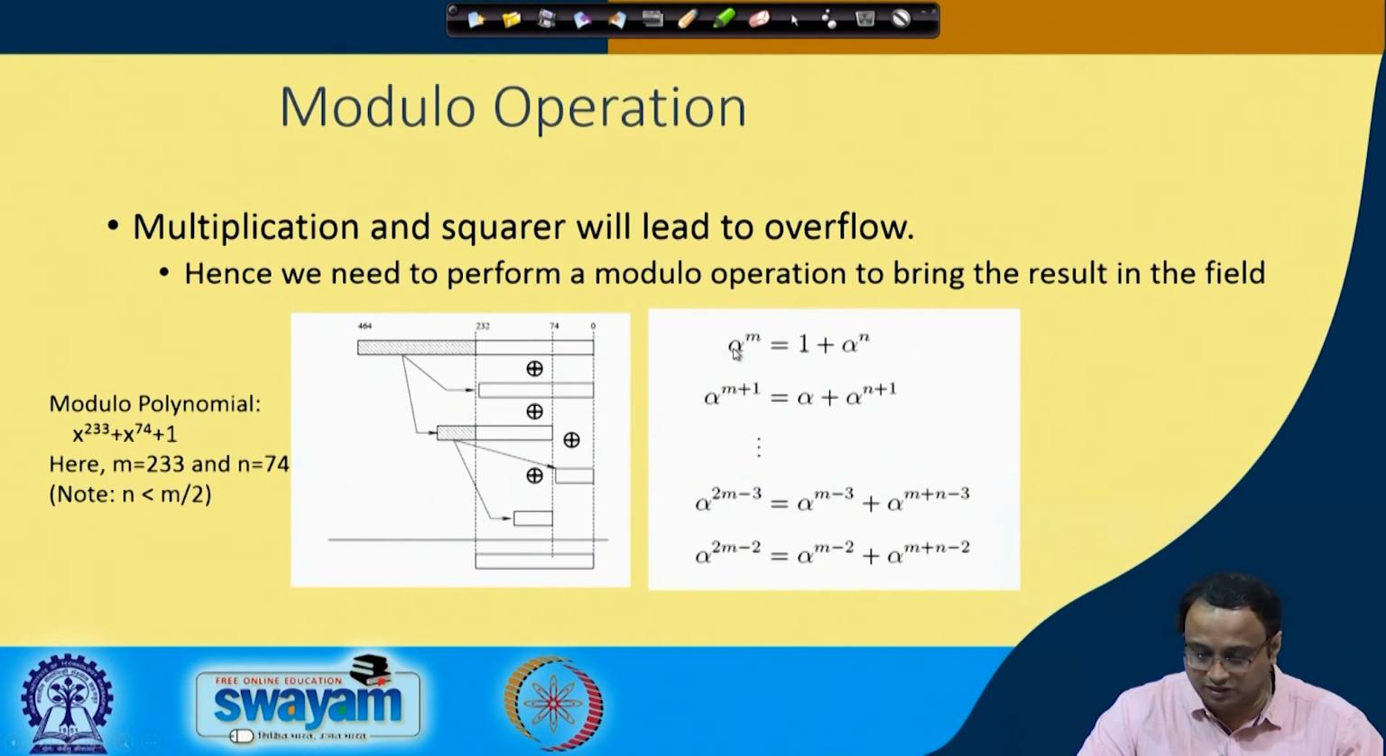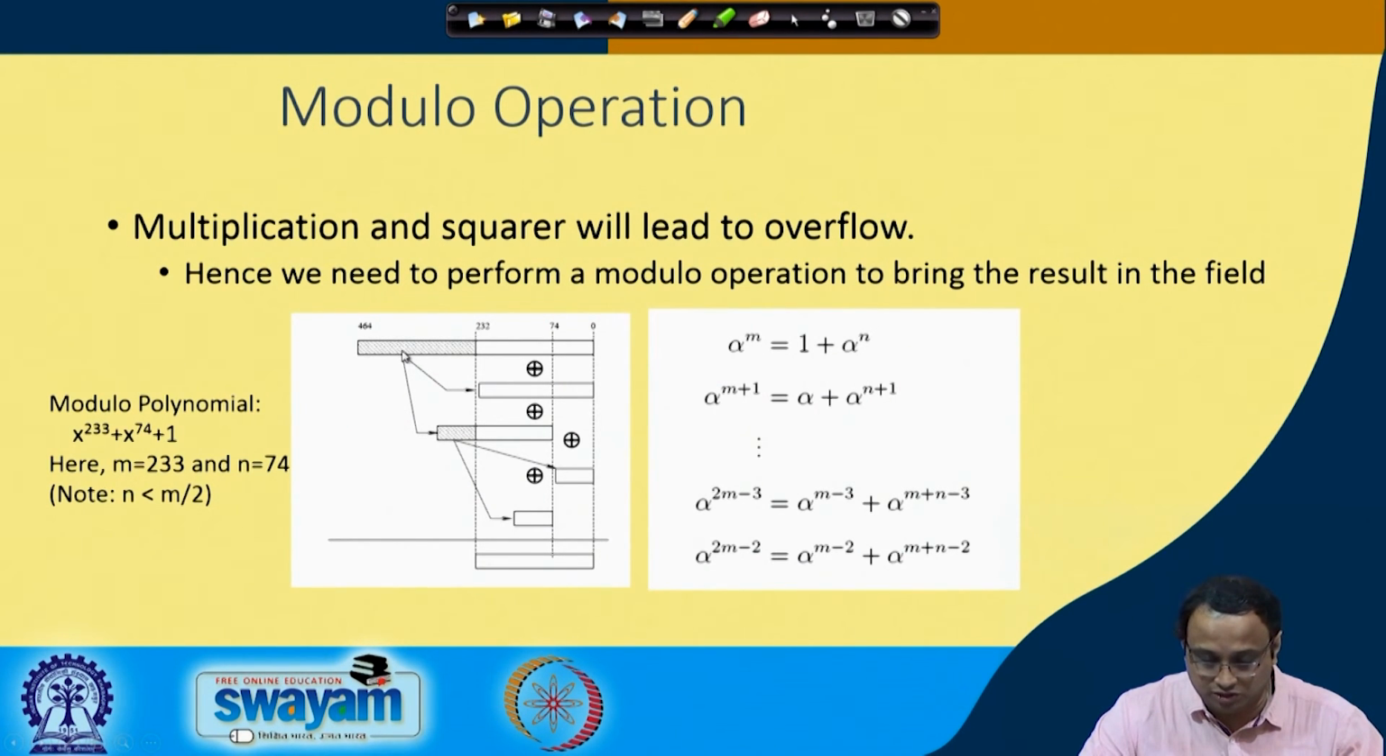So that means, if I represent this x as alpha, then alpha to the power of m becomes alpha to the power of n plus 1. Therefore, if you have any element which is more than 232, that means it is 233 for example, I can replace it by 1 plus alpha to the power of n. And likewise for all the elements which are more than that.